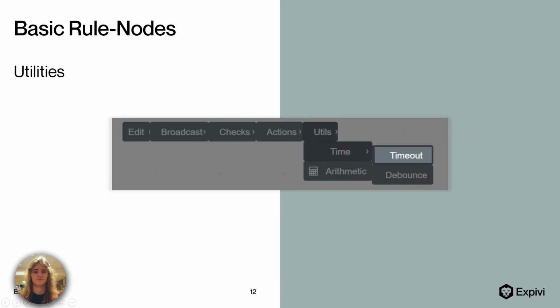As I mentioned before, for the purpose of this video, I will only be covering the timeout rule node within the Utilities tab. This will basically allow for a delay between broadcasts, checks, and actions. The timeout rule node will allow you to hold on to a signal for a defined amount of time.